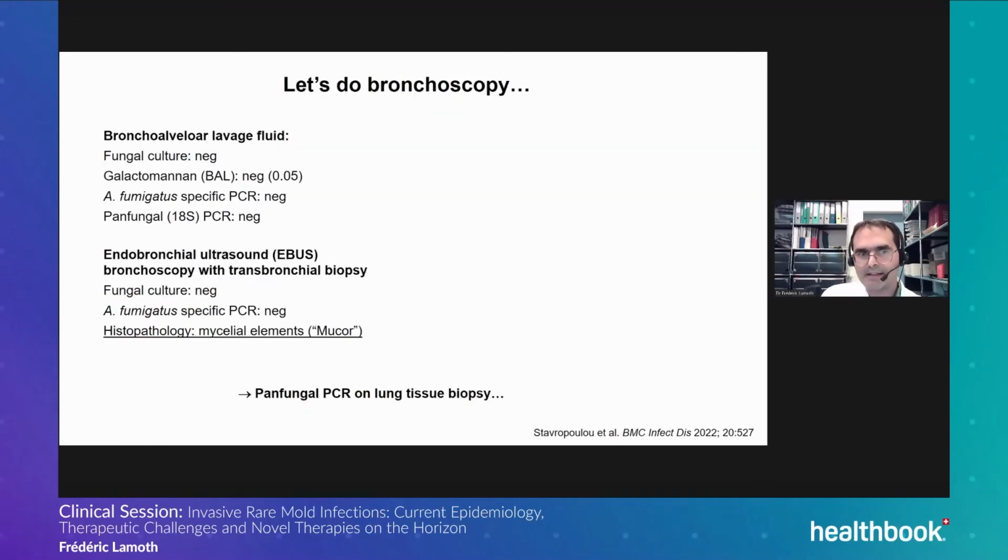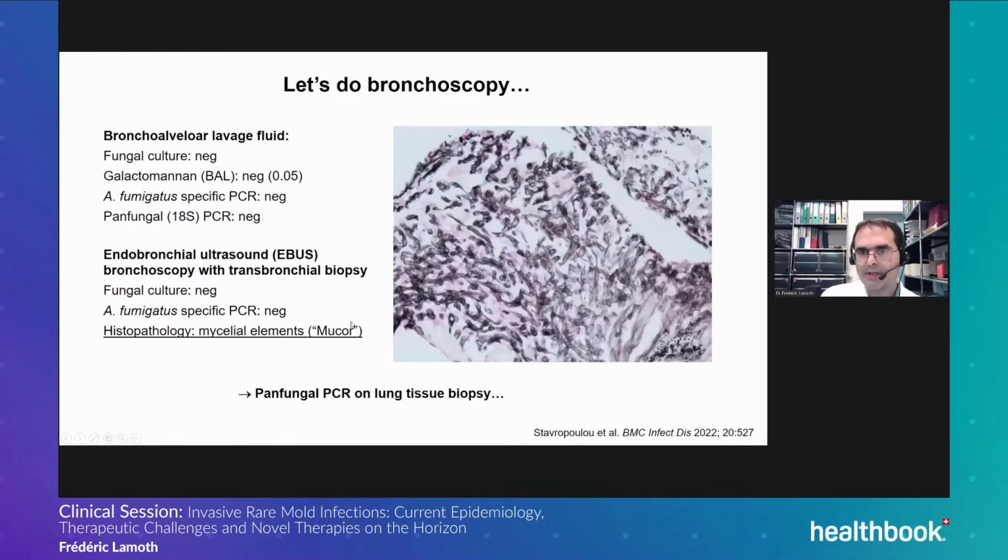Again, everything negative, BAL, everything negative. So we went to the biopsy, via endobronchial ultrasound-guided biopsy during the bronchoscopy. And the culture was negative, the PCR was negative, but the histopathology showed mycelial elements which were called mucor-like. And I show you the picture.